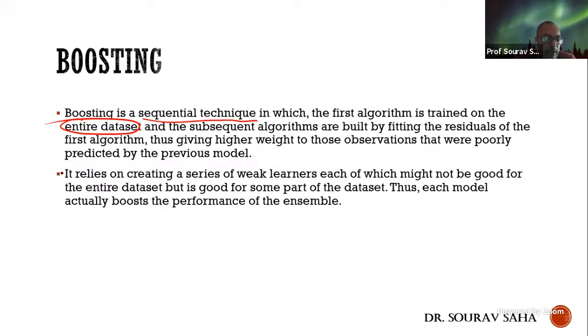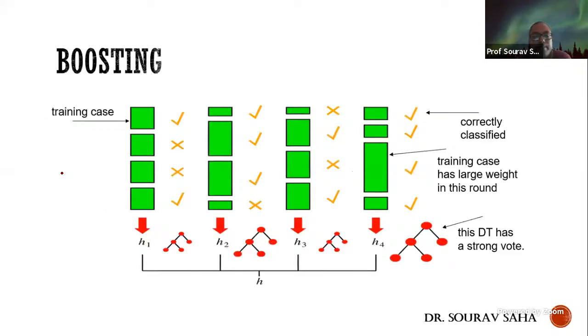And in the process, as I said, it will use multiple weak learners, which might not be good for the entire data, but are good for some parts of the data set. So each model basically boosts the performance of the ensemble, right? Let me show you an example. See this one. So these are my multiple data partitions.